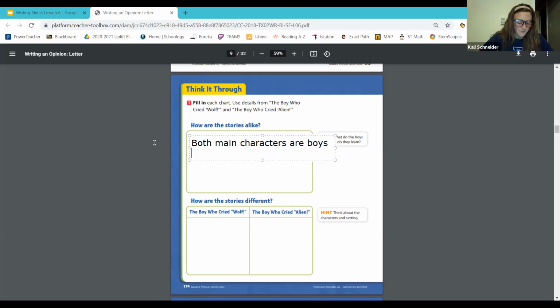What else do we know? I remember reading in the beginning, the first, second boy about the aliens, oh, I'm bored. And in the beginning of the other story, the boy who cried wolf, he was bored of just watching the sheep all day. So both, like I said, the boys were bored. I forgot a period up here too. So make sure we're putting periods after our statements. All right.